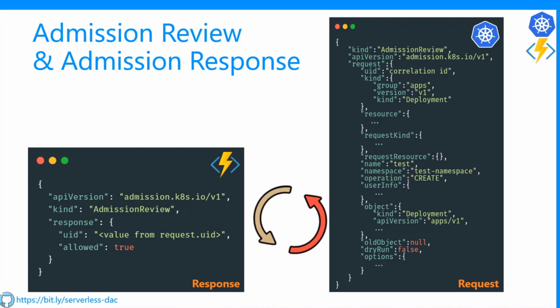And how the request and response are versioned is through a UID. On the right, you can see that there is a UID field with a correlation ID in it. The response should send the same UID. Here we are going to talk more specifically about validating webhooks. The only thing that determines whether a request, an object should be provisioned or not, or whether this request should be allowed or not within the Kubernetes cluster is this property.